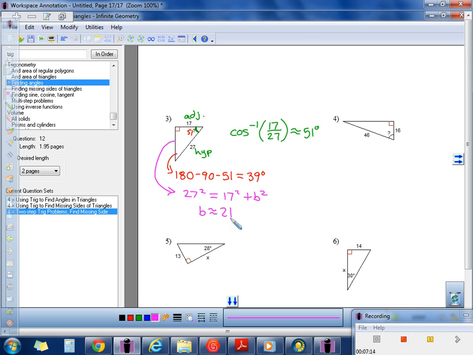Final thing we need to do is put our answer in that little box so we can examine them easier. So angles and sides. Angles in order would be 39, 51, 90. Sides are going to be 17, 21, and then 27. There are our angles and our sides in a nice box. We can find our answers easily, and it's in a logical order.